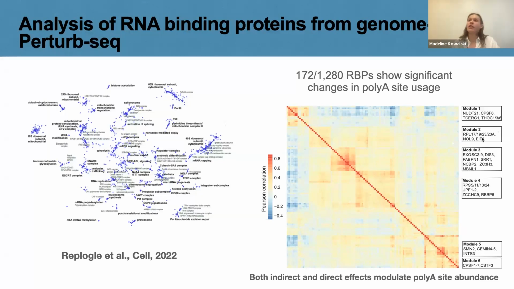We also see genes that are related to ribosomal processing, suggesting that there's this relationship between the abundance of different 3' isoforms and regulatory processes throughout the RNA life cycle.